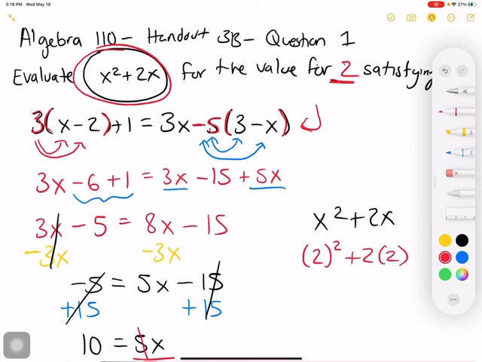So do PEMDAS. Exponents first, so 2 to the power of 2 means 2 times itself, or 2 times 2, which is 4. And this is also 2 squared, or 2 times 2, right? So I'm going to replace that with 4. If you add those two numbers, 4 plus 4, that's going to be 8. So that should be the result for evaluating x squared plus 2x for the value of x satisfying this long equation.